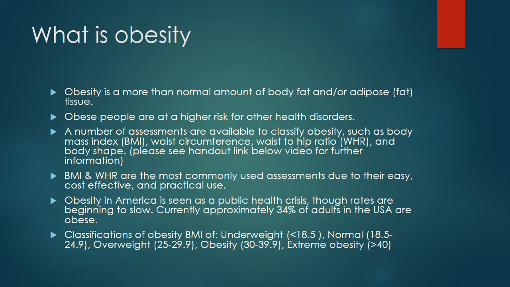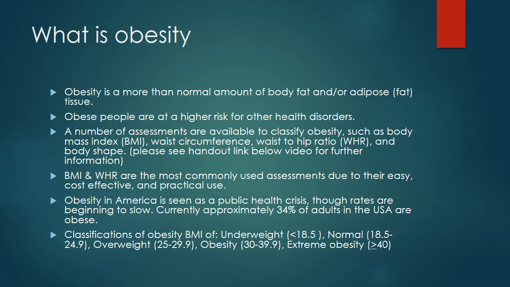BMI and waist to hip ratio are the most commonly used assessments due to their easy, cost-effective, and practical use. Obesity in America is seen as a public health crisis, though rates are beginning to slow. Currently, approximately 34% of adults in the USA are obese.